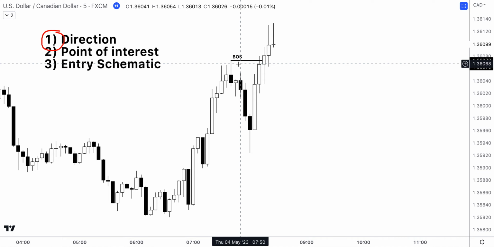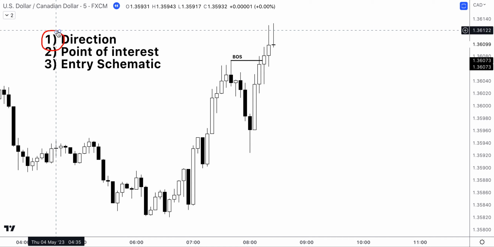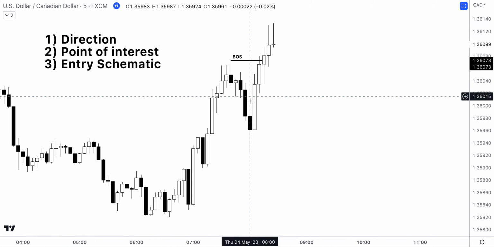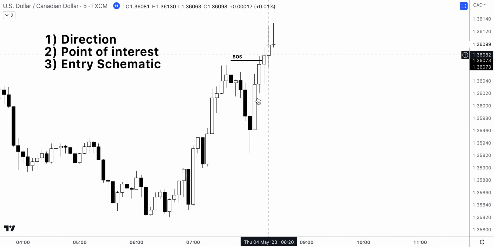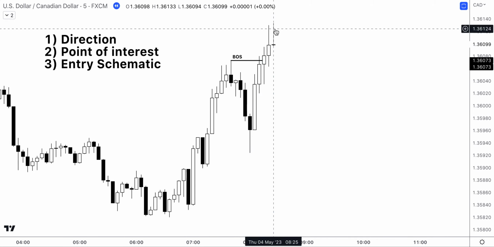After we've marked on a break of structure, we understand our direction. We have a long bias. So that's number one ticked off. Very simple. What's the bias? What's the direction? Clearly this is a long trade. We're looking for long setups. We're breaking to the upside.